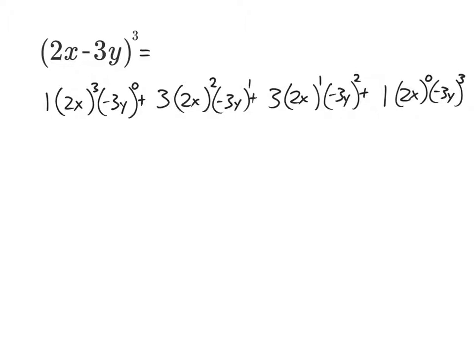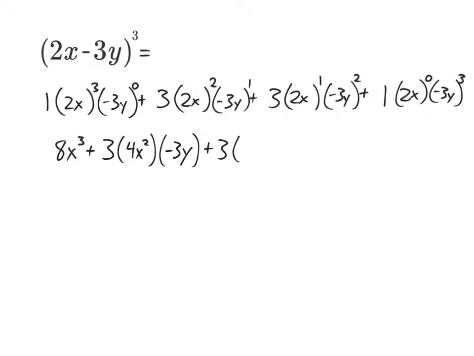Now I'm going to simplify everything. Remember, exponents come first before I multiply. So I get 1 multiplied by 2x to the third. Now this whole thing owns this third, so this is going to be 8x cubed, not just 2x cubed. This to the 0 is just going to go away, so that's my first term right there. Plus 3 multiplied by 2x squared, which is going to be 4x squared, multiplied by 1 to the negative 3y, so that's negative 3y. I'm just going to leave it like that for right now.